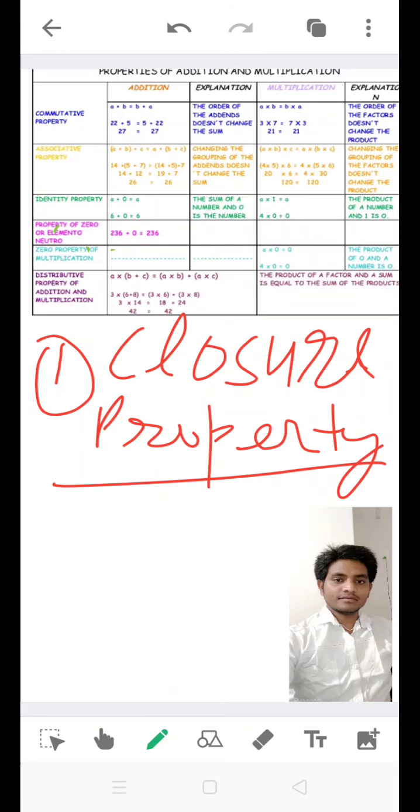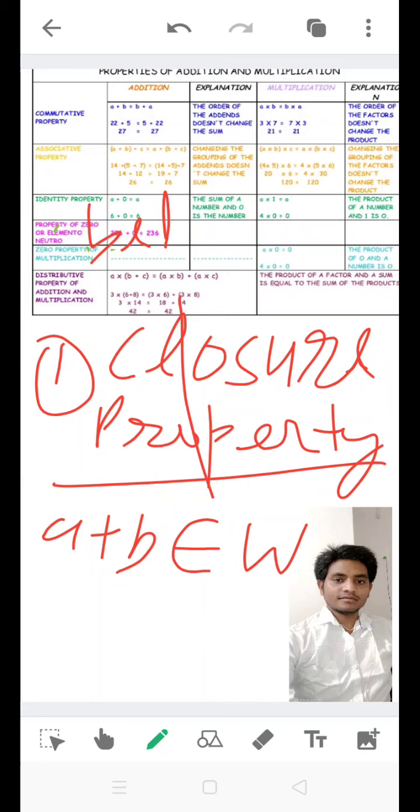Okay, dear students, now let's start with the first property, the closure property. We have learned that the sum of two whole numbers is again a whole number. In this property, when we add two whole numbers a plus b, the result belongs to the whole numbers. This sign means belongs to.